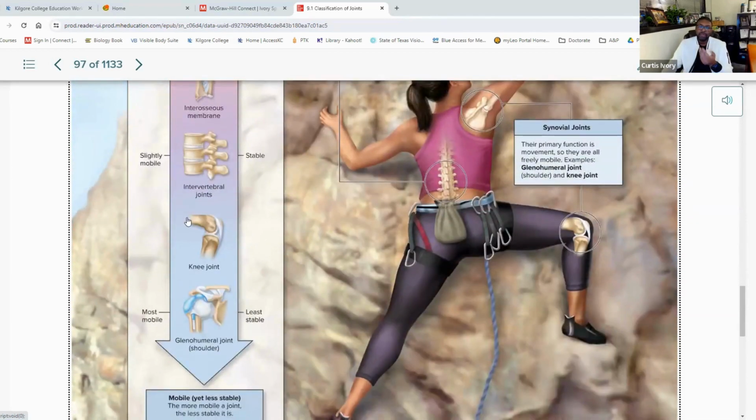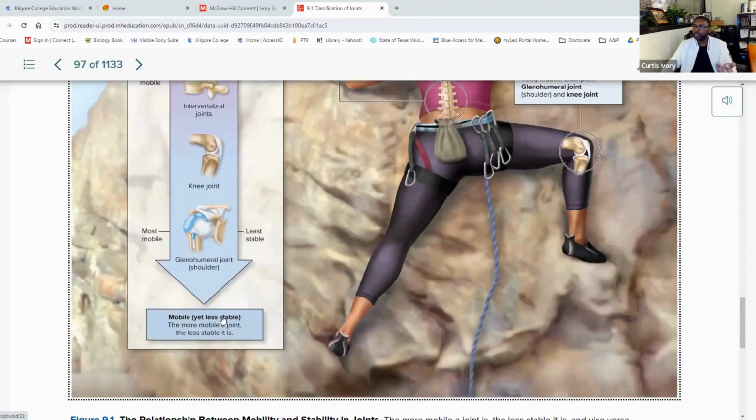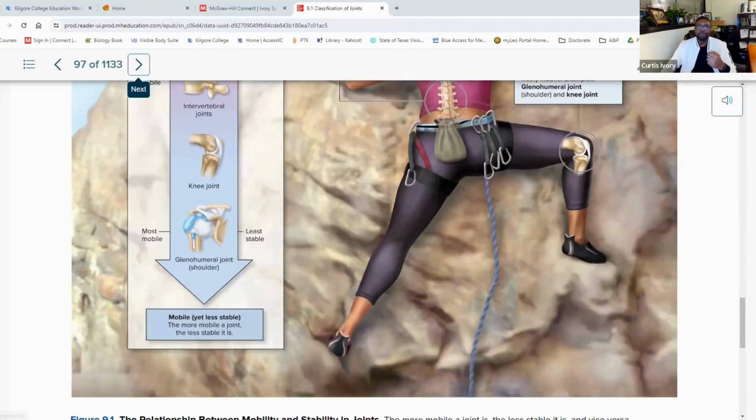And then you have mobile, or freely mobile, which would be like your knee joints, because we know that we can flex and extend them, just like our arms. We can move those around. Sutures, you can't move them. The vertebrae, you can move a little bit, but then you get to joints like our arms and our legs that are constantly moving. So those would be the three functional groups.